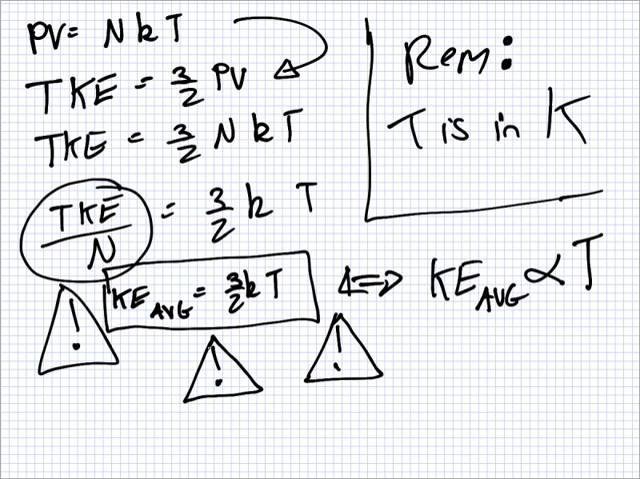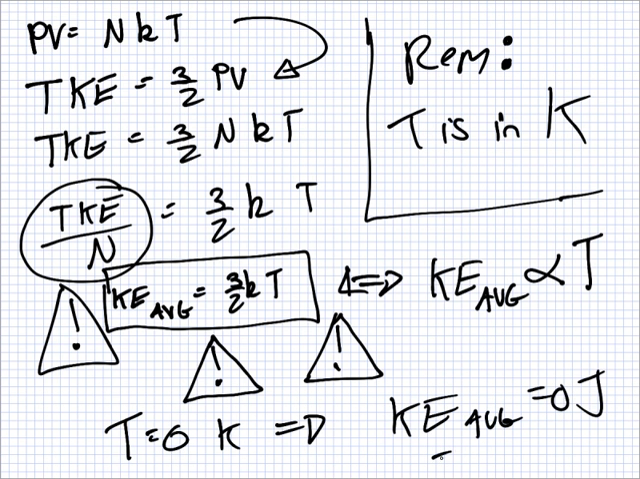Now there is another way to increase the kinetic energy. You could increase the mass of the molecules, but you're not really able to do that. So more kinetic energy means more speed. 0 Kelvin means kinetic energy is 0 joules, which means that everything is not moving. It's stationary. So that's kind of interesting.